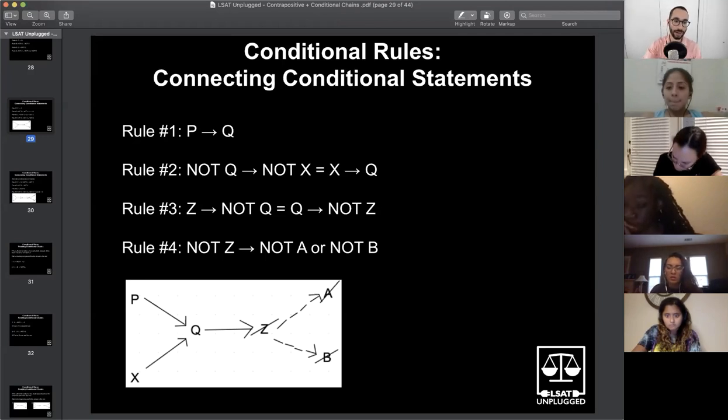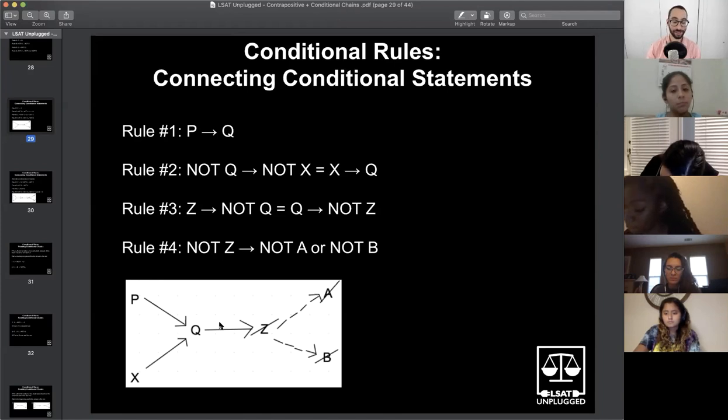So I'm going to read it out now. Basically what this diagram says is that if you have P or X, then you will have Q. If you have Q, then you don't have Z. If you don't have Z, then you must lack at least one of A or B.